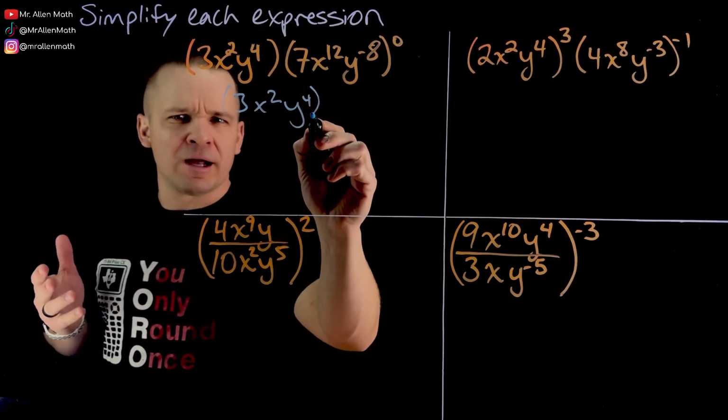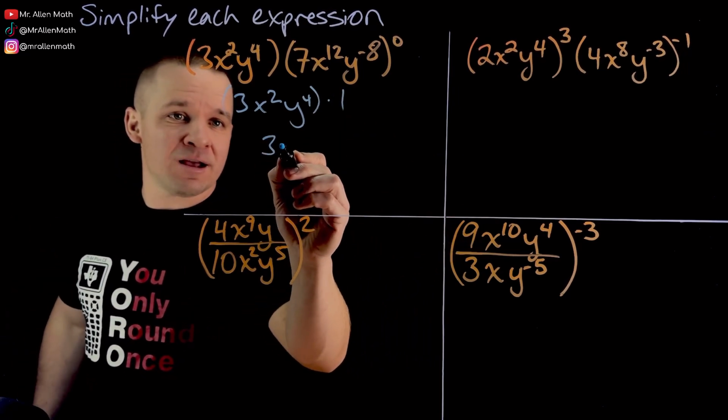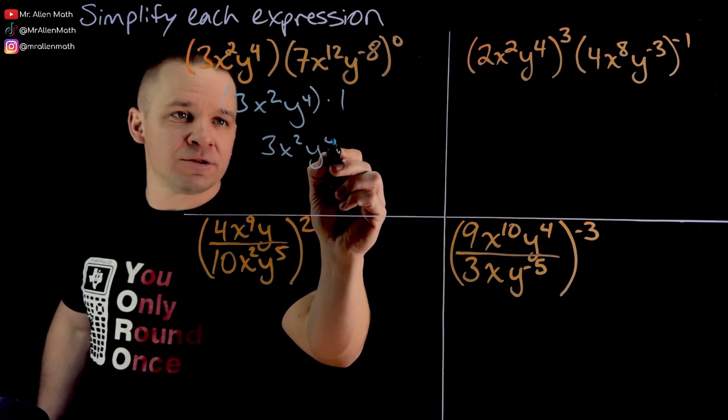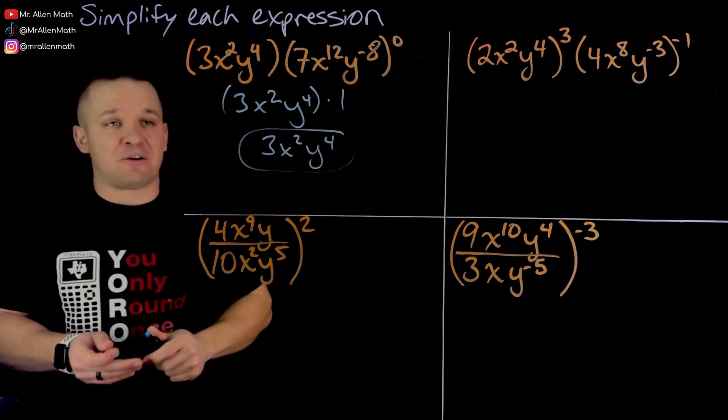If you do want to think about what's really happening, it's times 1, it's just that, right? So we have 3x squared y to the 4th. Boom. That's it for that one. It feels like a freebie.